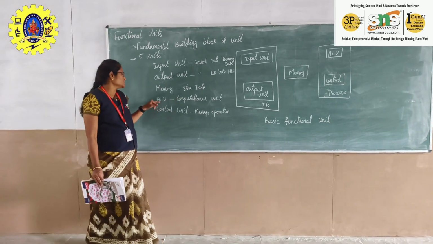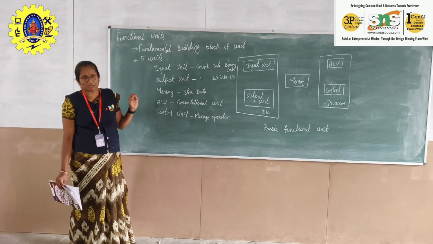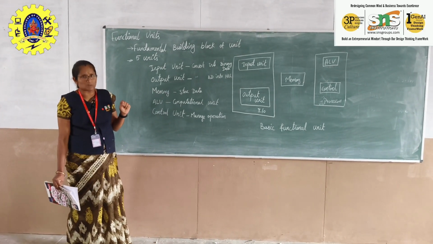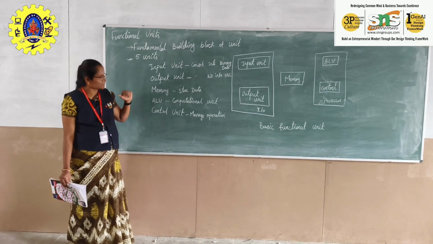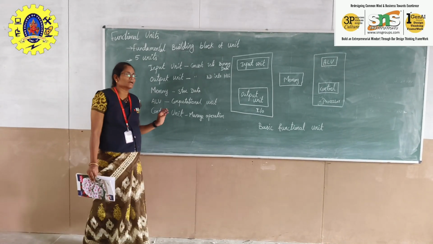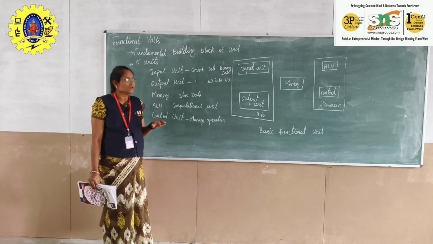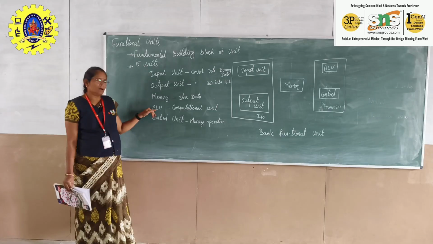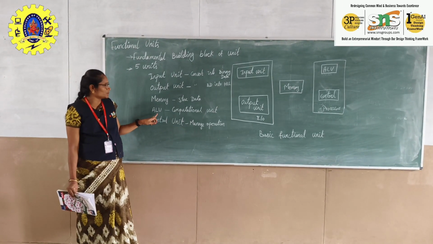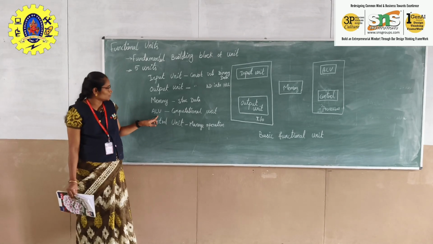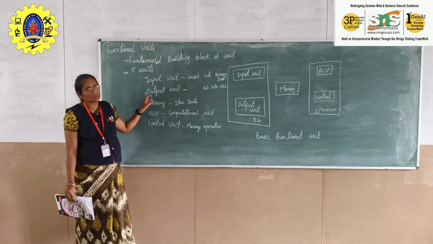The next one is the arithmetic and logical unit. This unit is called the computational unit. It is responsible for doing the operations based on the input we are receiving. Then the control unit is used to manage the operations happening in the arithmetic and logical unit. After receiving the input, it is given to the computational unit. The computational unit performs the operation and sends back the result to the output unit.